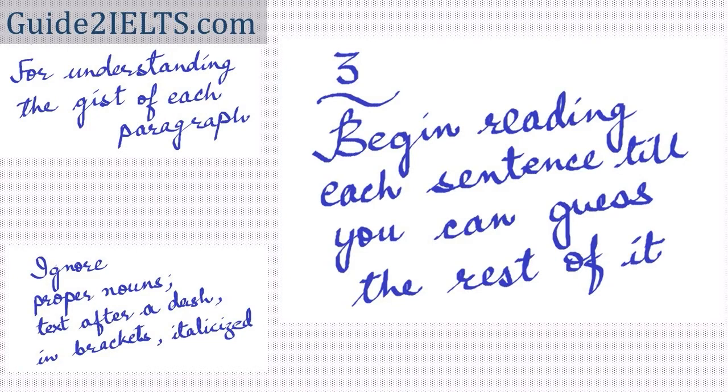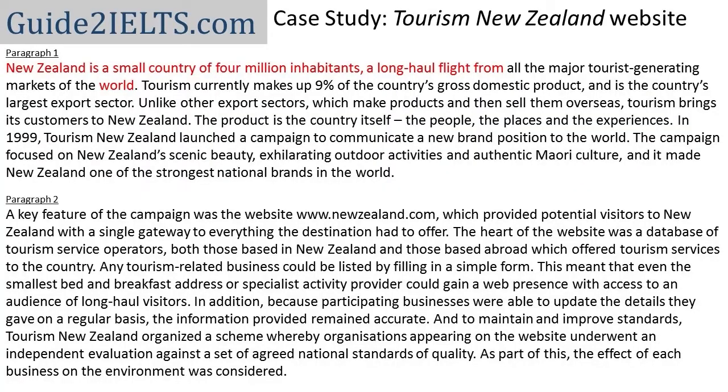In that case also, what I do is I start reading each sentence. Wherever I feel I've gotten a vague idea of what the sentence is saying, I may avoid reading the rest of it. So again, I'm going to start reading the passage. New Zealand is a small country of 4 million inhabitants, a long haul flight from. So I'm glancing at the rest of the sentence, something of the world. Next sentence. Tourism currently makes up 9% of the country's gross domestic product. Again, I'm going to stop here.